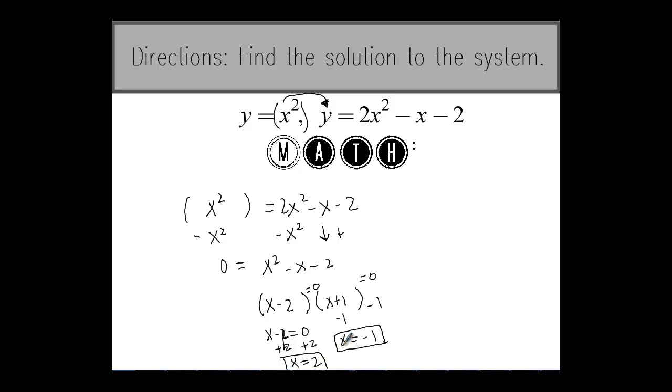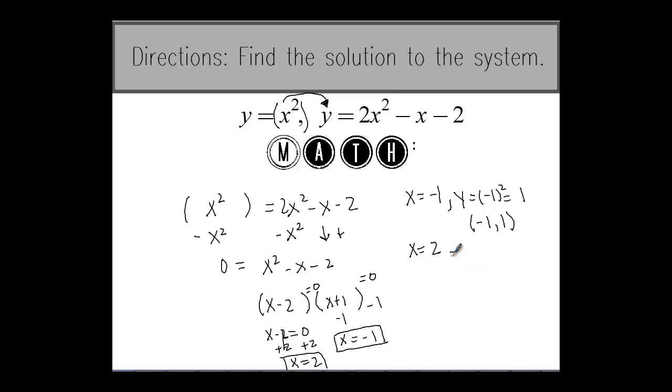But if we remember, our mission said to get a point in xy form. Right now we just have two x values. So we're going to take our two x values, negative 1 and positive 2, and we have to plug them into these equations to figure out the y values. Since this equation is simpler, we're going to plug into that one. So our y value is going to be equal to negative 1 squared, which is 1. So the coordinate for this solution is negative 1, 1.